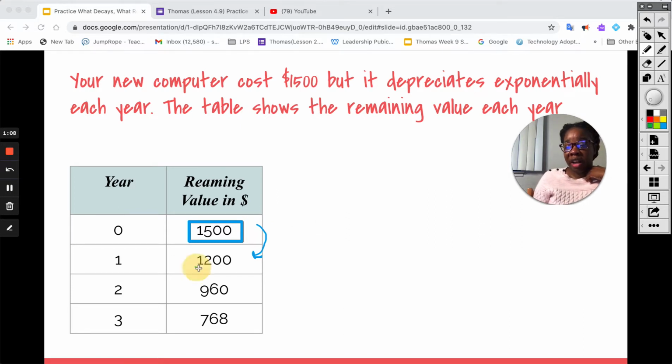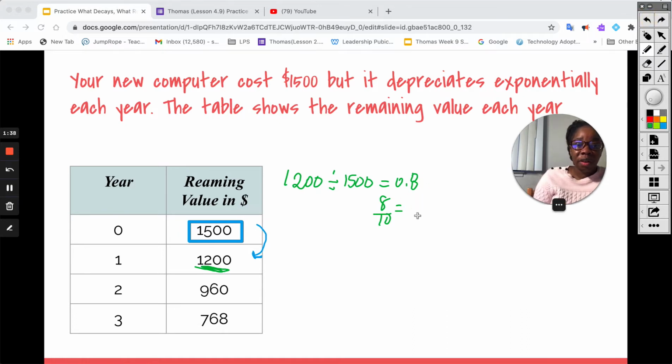We're going to identify our output value. So we're going to start with 1200. And we're going to take that 1200 and divide it by the previous output value, which is 1500. When you put this in your calculator, you're going to end up getting 0.8. And going back to middle school, 0.8 is the same as 8/10, so it's 8 over 10. And you can reduce that to 4/5. So this is either 0.8 or 4/5.